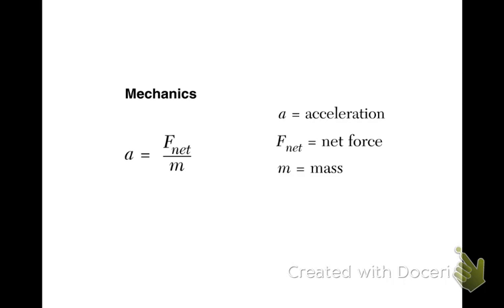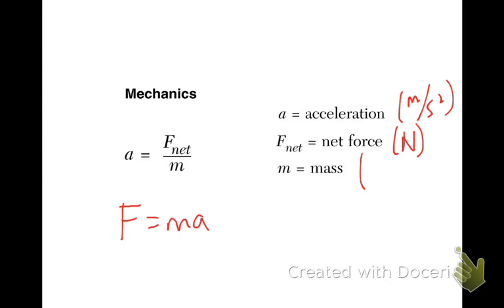Just a little refresher, let's talk about Newton's second law that we will use quite a bit. It's our F equals ma law. Don't forget that our unit of force is our Newton. Our acceleration is in meters per second squared, and our mass is in kilograms. So our Newton is actually equal to a kilogram meter per second squared.